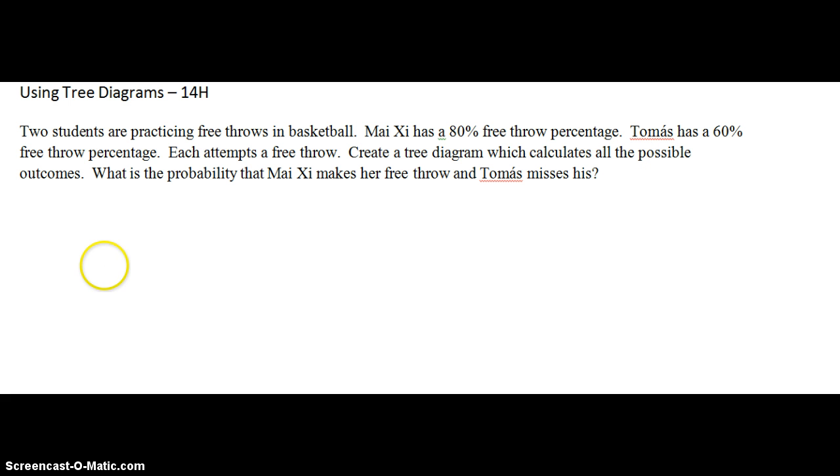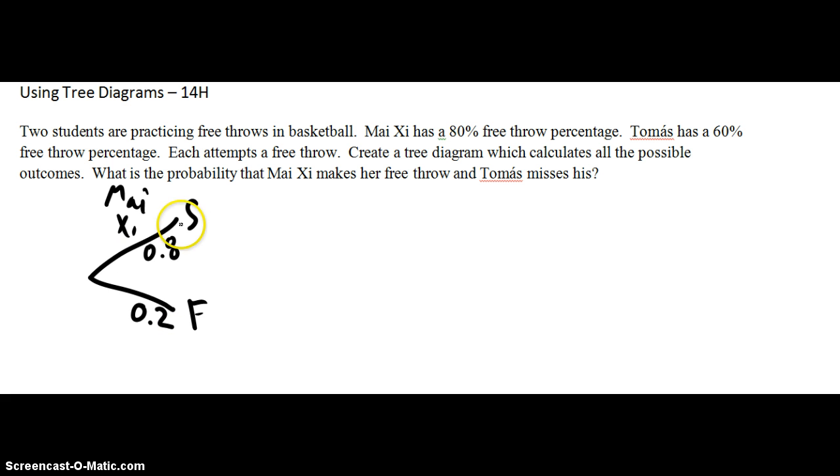So we have two possibilities. Either she makes it, she succeeds, or she fails. This is Maisi. Now we also know that she has an 80% free throw percentage, so there's an 80% chance that she's going to succeed. We're going to represent that as a decimal, 0.8, which means that if she doesn't succeed, she fails, so it's a 0.2 here. Okay? So this is Maisi. She either succeeds or fails.